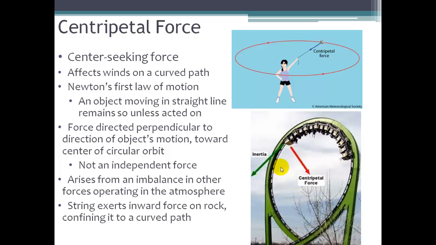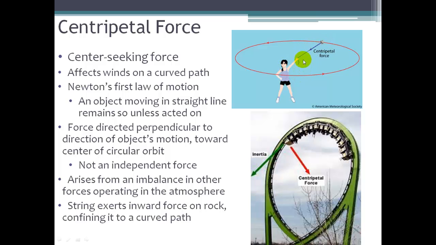The second force that governs the wind is centripetal force. Centripetal force is the center-seeking force that you feel when you're going upside down on a roller coaster, for example, or if you do something like this picture shows.